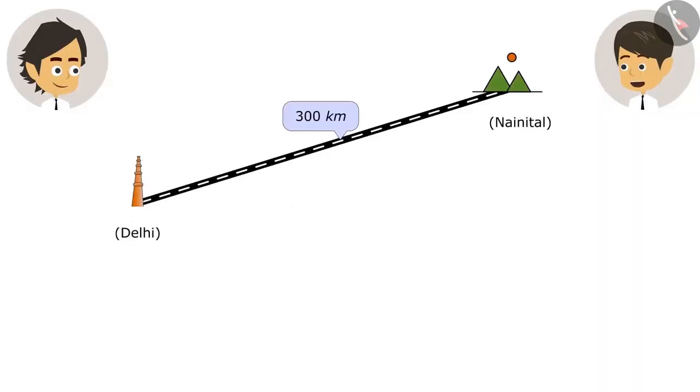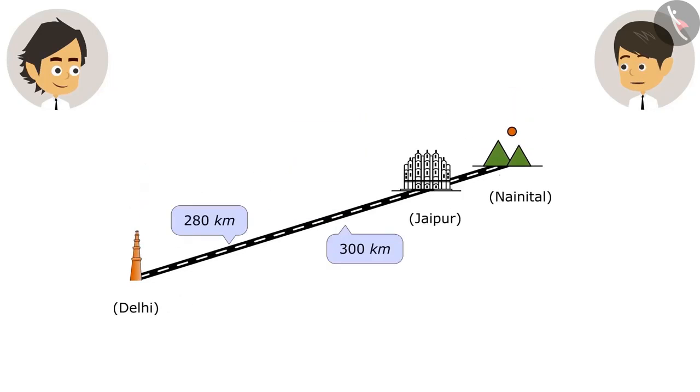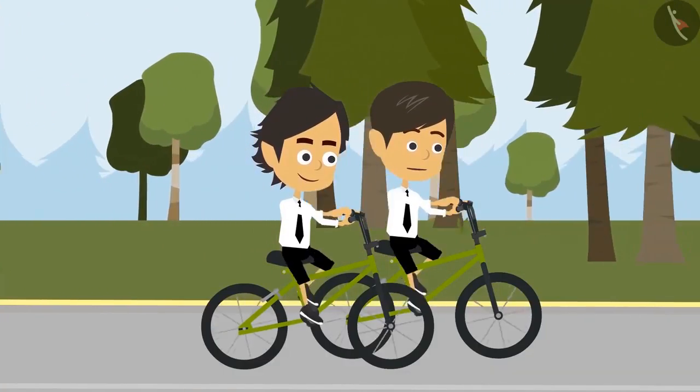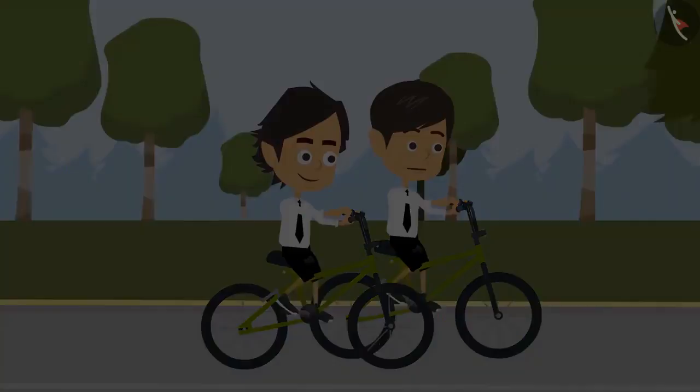If Nainital is 300 kilometers and Jaipur is 280 kilometers away, then the distance between Jaipur and Nainital is only 20 kilometers. That means we can also visit Jaipur while going to Nainital. Tell your papa that we can go to both the places as the distance between them is only 20 kilometers.